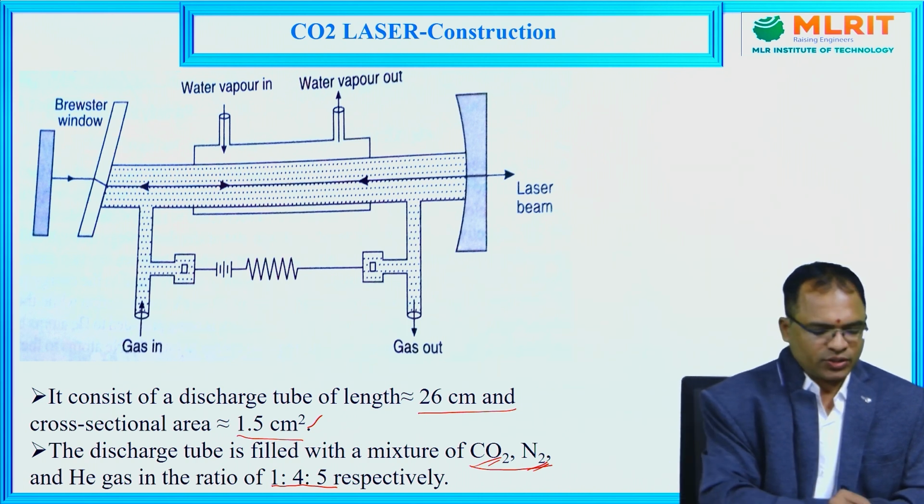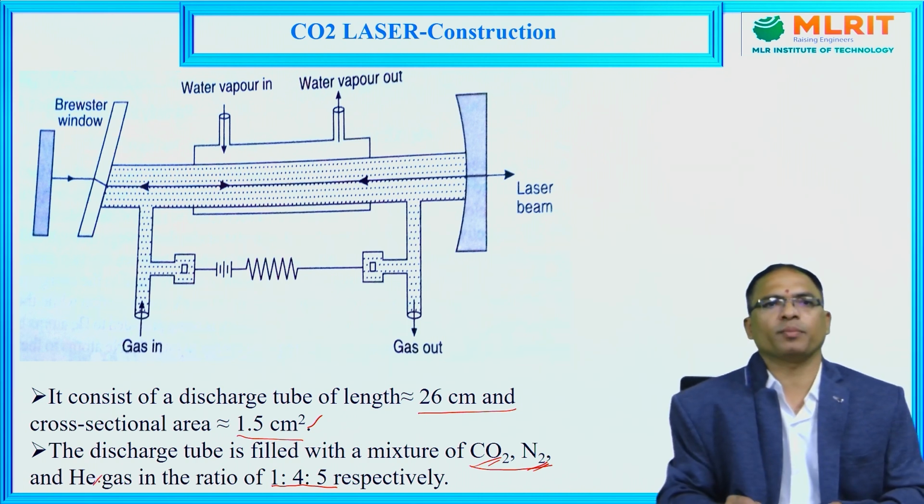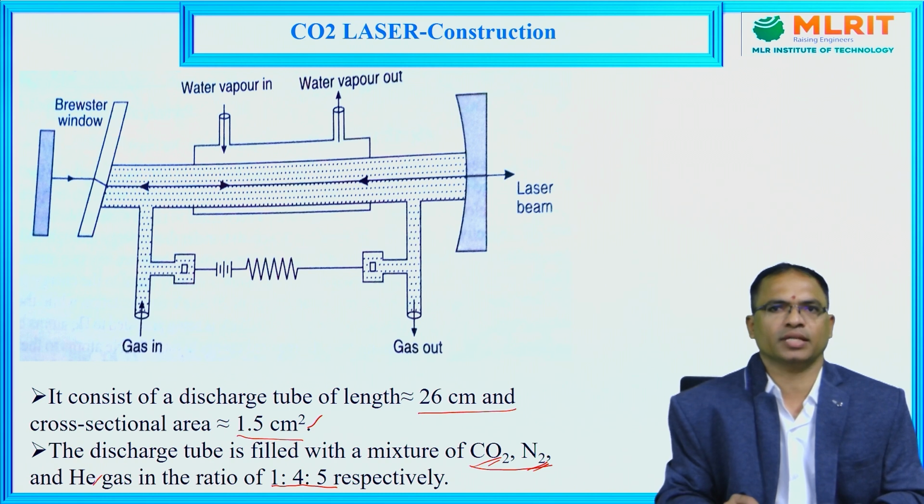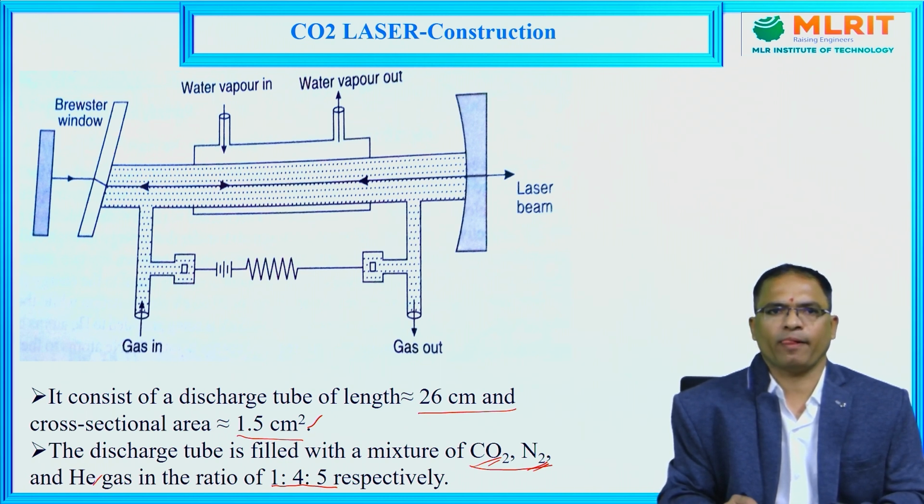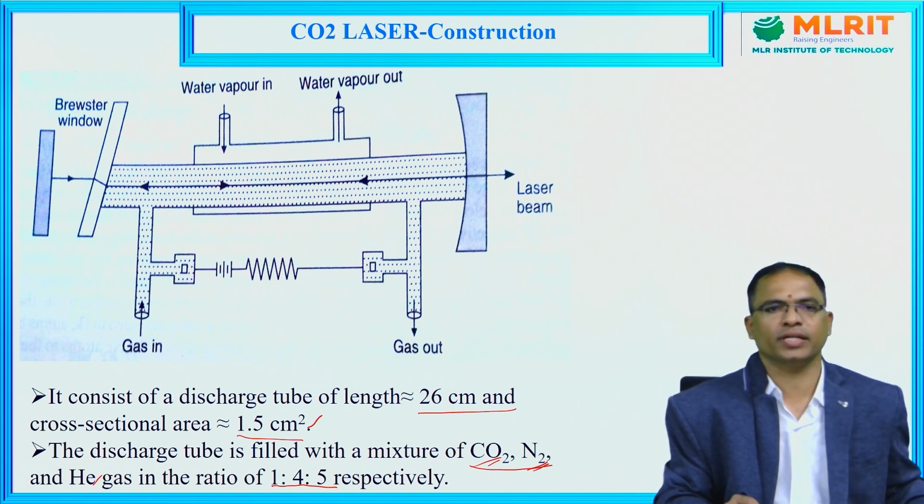And coming to the next one, helium. What is the purpose of helium in this case? Generally, helium atoms are used to cool the apparatus. They are used to relax the carbon dioxide molecules. As a result, they cool the working apparatus during its operation. That is the need of nitrogen and helium along with carbon dioxide molecules.